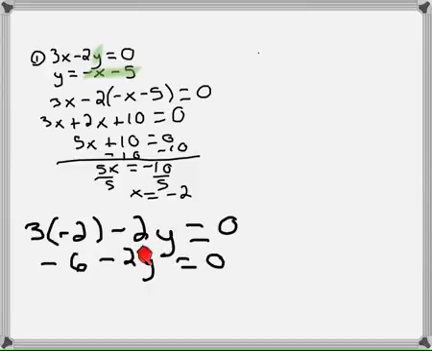Get the y by itself. So always start by getting rid of addition or subtraction first, so we'll get rid of this first. The opposite of negative 6 is positive 6, so we're going to add 6 here, and we'll add 6 over here too.